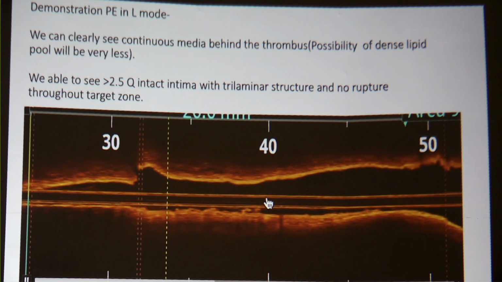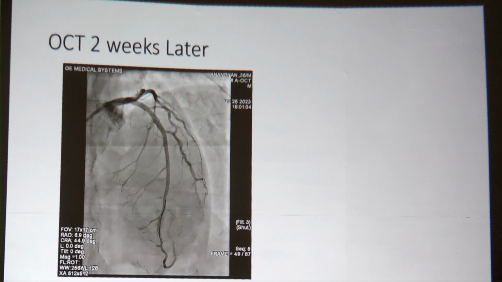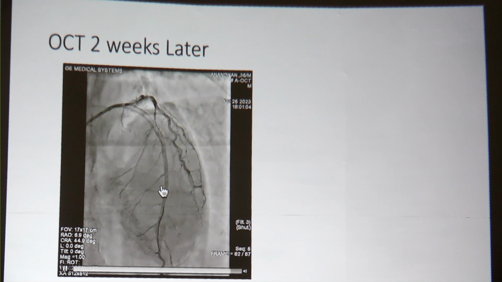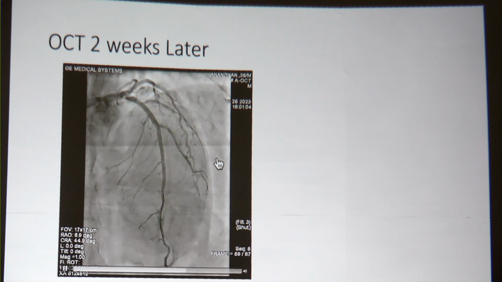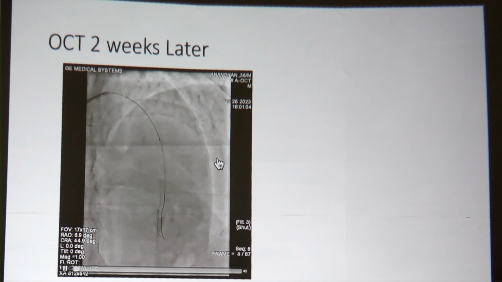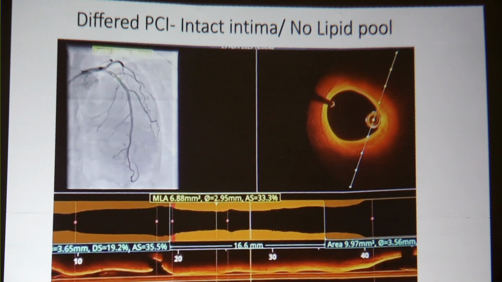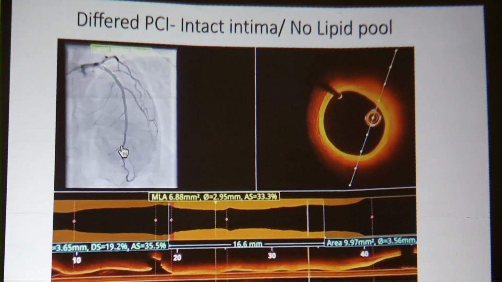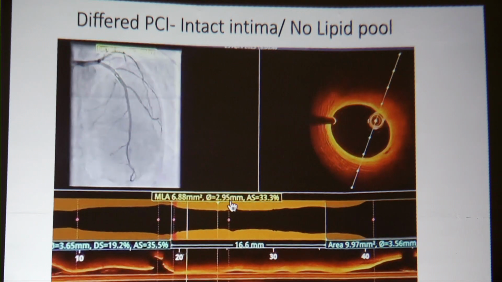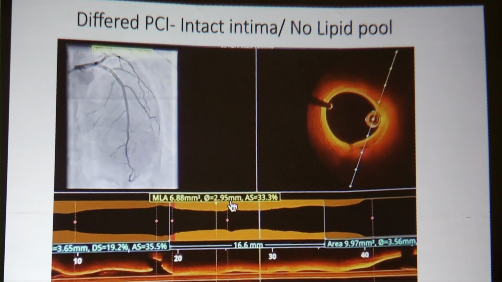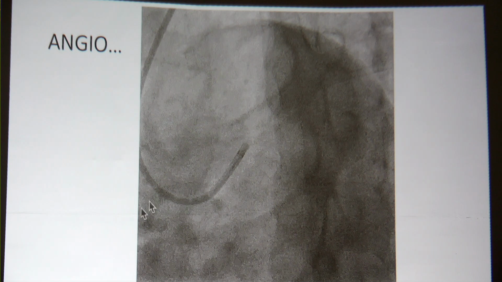So I left him on medical management, and 2 weeks later, this is the angiogram, you see here, 2 weeks later the angio is completely normal, the thrombus is dissolved. He was on double antiplatelet and a vitamin K antagonist, and this is the OCT after 2 weeks, which shows a minimal plaque and the lumen is very good, and nothing happened to him. He can be left on medical management, avoiding a stent in the proximal LAD.